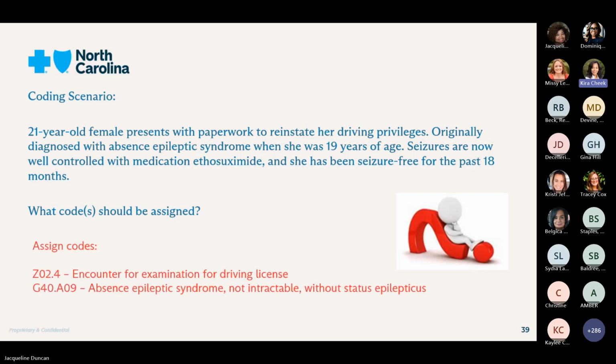So for this coding scenario, the correct codes to assign would be Z02.4 for the encounter for examination for driver's license and G40.A09 for absence epileptic syndrome, not intractable, since it states well controlled, and without status epilepticus.